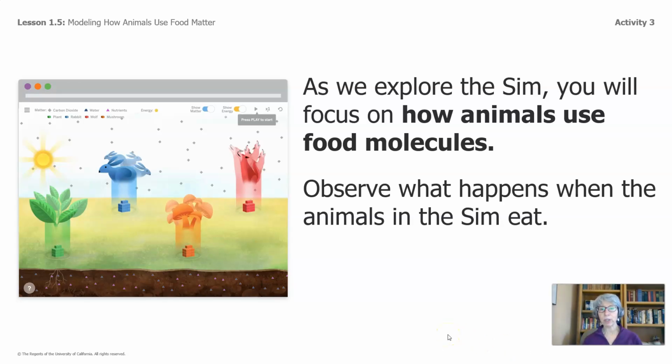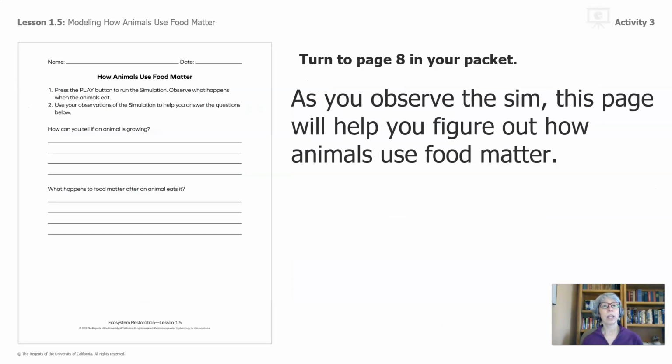As we explore the sim, you will focus on how animals use food molecules. Observe what happens when animals in the sim eat. You can use this sheet as you observe the sim. It'll help you to figure out how animals use food matter. There are 2 questions here to consider while you're watching the video. How can you tell if an animal is growing, and what happens to food matter after an animal eats?